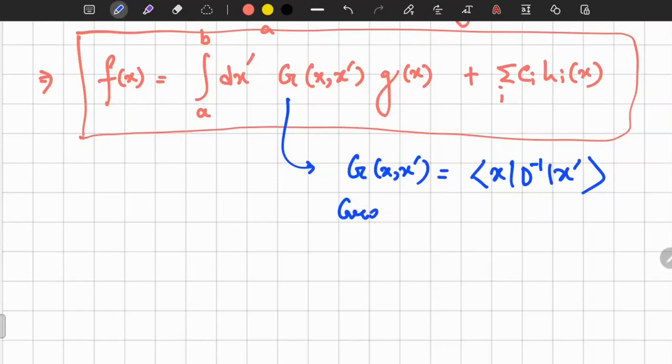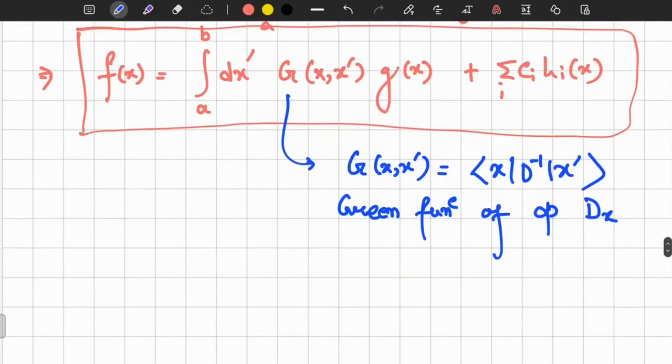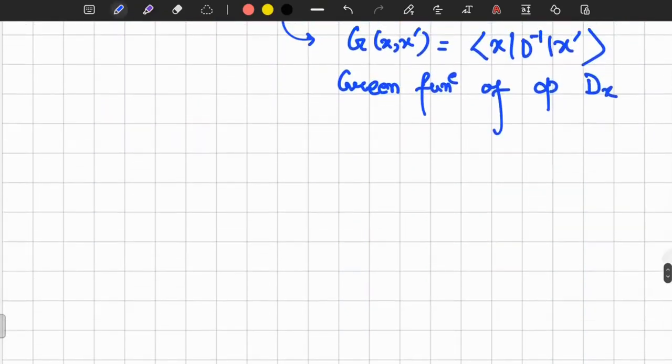Let me write it of operator Dx. You have to mind it. If Dx changes, then this Green function will also change. So this is the Green function. Okay, so let me stop it. Now we have to evaluate this thing. What is the Green function? This thing. Now you can write.